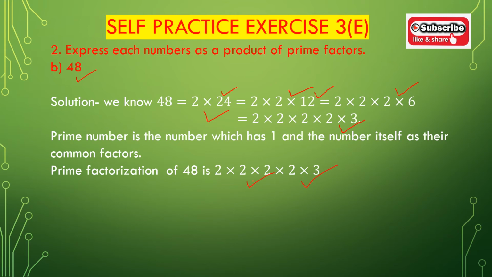2 multiplied with 2 is 4. 4 multiplied with 2 is 8. 8 multiplied with 2 is 16. 16 multiplied with 3 is 48. This is the product of prime factors of the number 48.